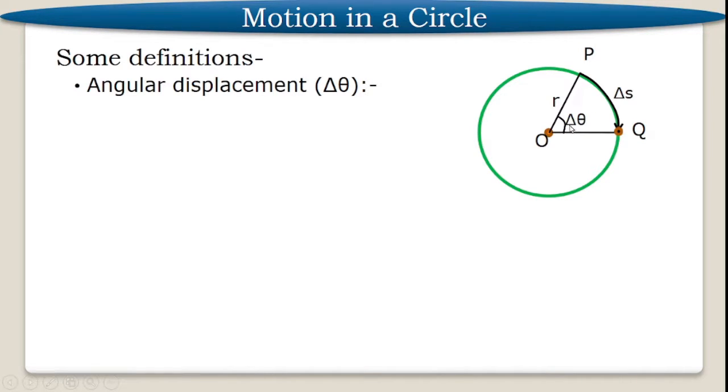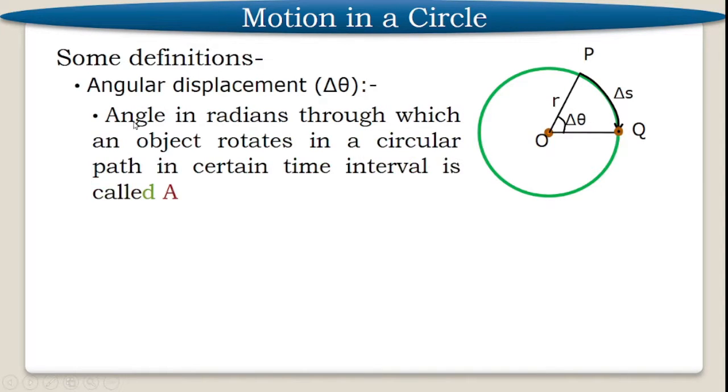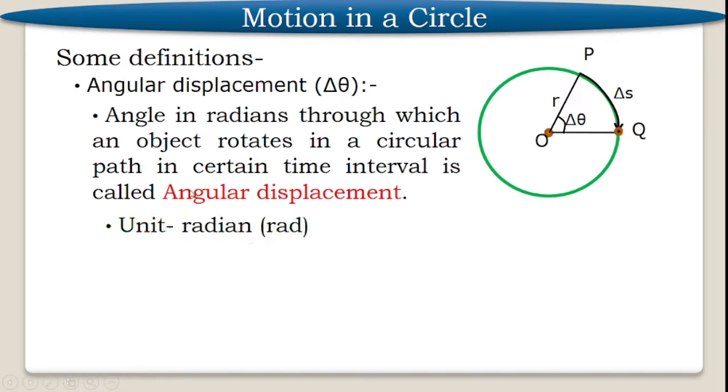Here del theta is called angular displacement, and we can define it as the angle in radians through which an object rotates in a circular path in a certain time interval. That means if an object is moving in a circular path, the angle through which it rotates in a certain time interval is called the angular displacement of that object, and it is denoted by del theta and its unit is radian, which is written as rad.